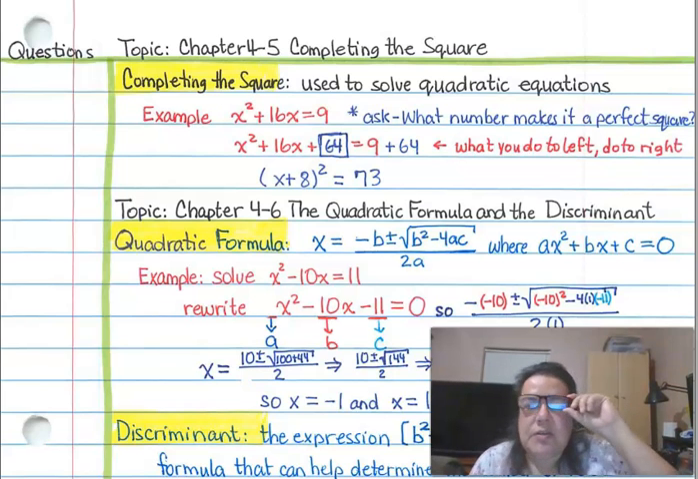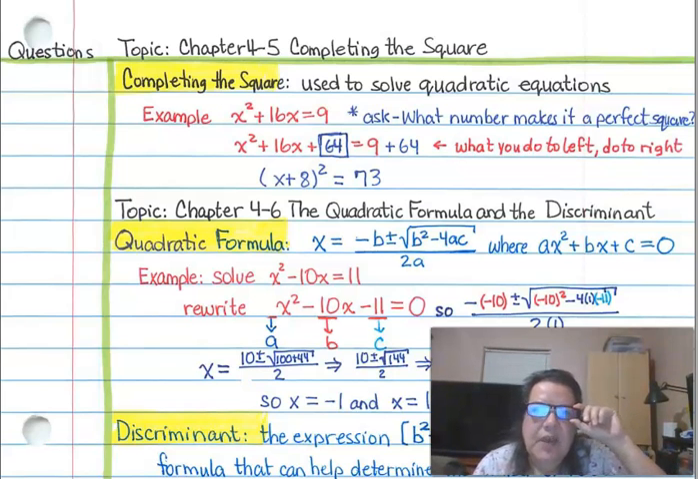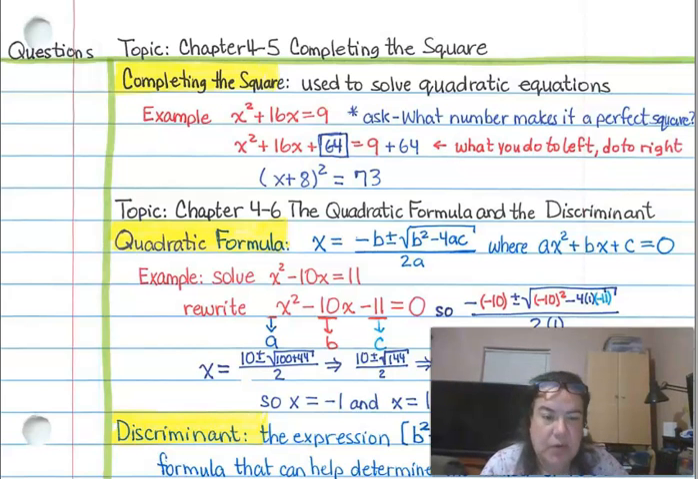So the next section we'll be looking at is chapter 4-5. It's all about completing the square. So what does that mean, to complete the square?